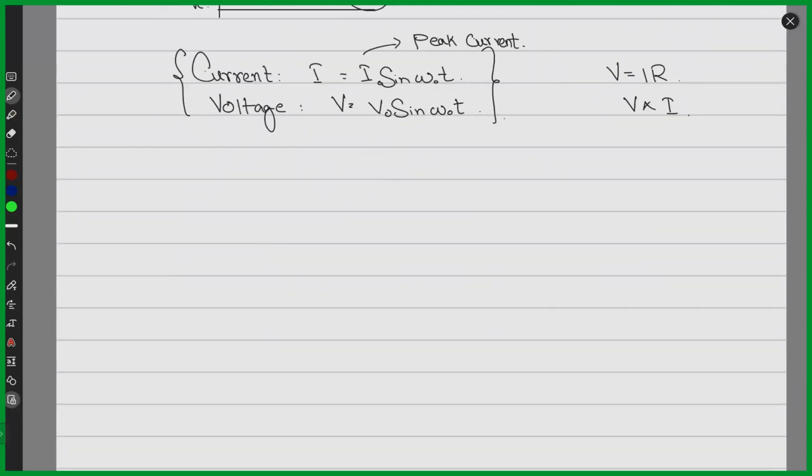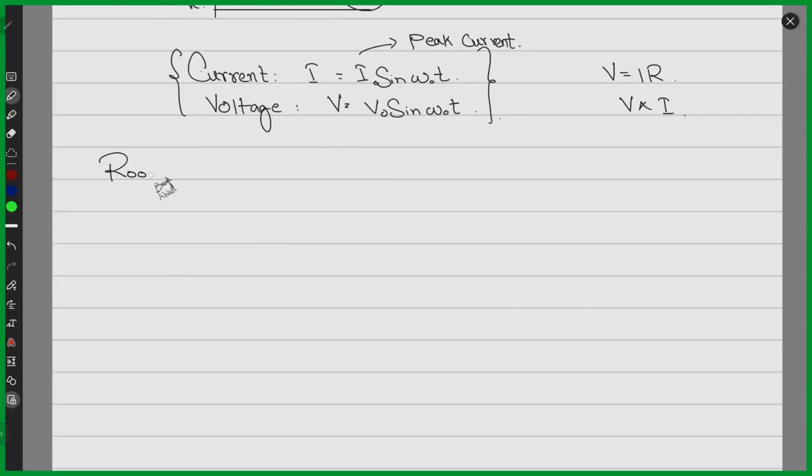So now there is a concept that's called root mean square. Now this concept is applied to both voltages and current.